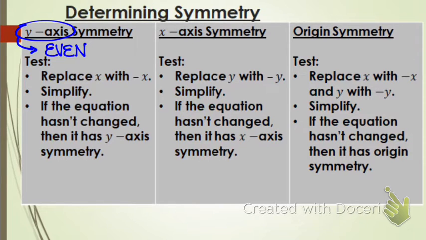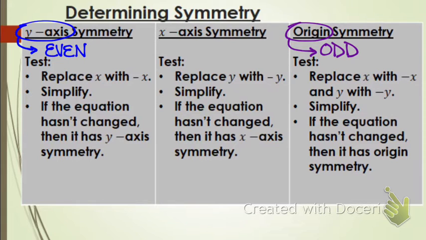To test for origin symmetry, we're going to replace x with negative x. We're going to replace y with negative y. We're going to simplify it. If we end up with exactly what we started with, then it has origin symmetry. If it has origin symmetry, we can also say that it is odd.